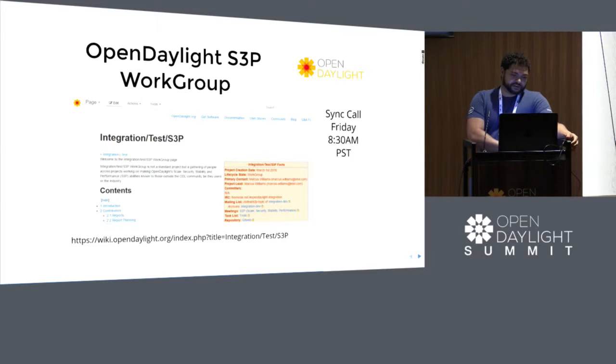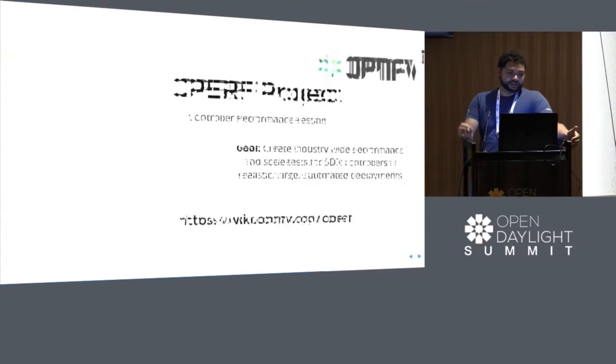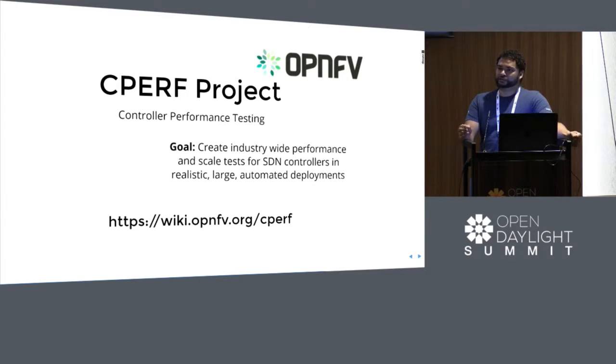So I encourage you to come and visit this website, and join us on our call. We also work pretty closely, and a lot of the people involved in the S3P work group are also involved in the CPerf project, which is an OPNFV project for control plane performance testing. The idea is to create industry standard performance and scale tests for SDN controllers and continuously reproduce those based on the new artifacts that come out from OpenDaylight and other controllers, with the stack that OPNFV already wants to use, and their use cases. So most of the people involved in this are involved in that.